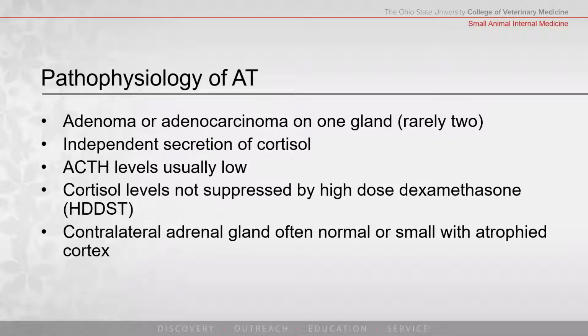They have an independent secretion of cortisol, and because they have all that negative feedback to the pituitary, their ACTH levels are actually low. The cortisol levels are also not suppressed by high doses of dexamethasone or other steroids, because these are the honey badgers who really don't care. They're completely ignoring any sort of negative feedback. Oftentimes, the other adrenal gland is normal or a little bit small with an atrophied cortex.